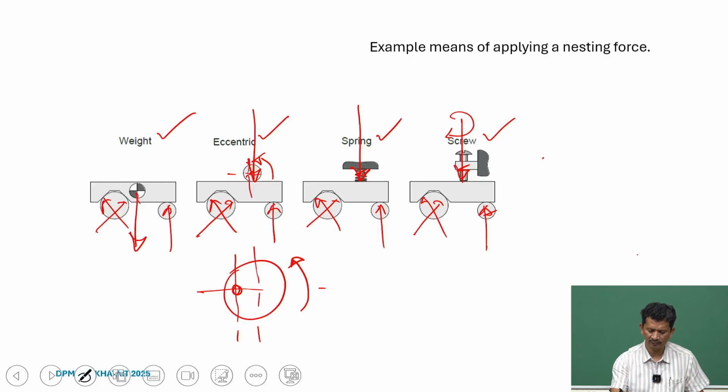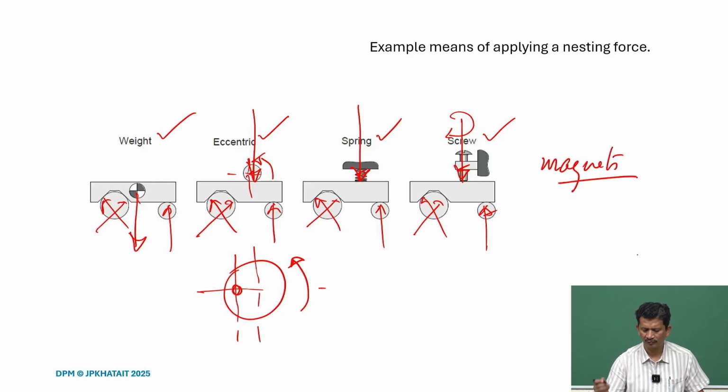Magnets are also one of them. We can use magnets as well, or vacuum. There are many ways. So, as needed, I think that can be done, and we can achieve sufficient nesting force. And it's very important to have that nesting force, then only we can define the exact constraint design, or can ensure that we get the desired degree of freedom and constraints.